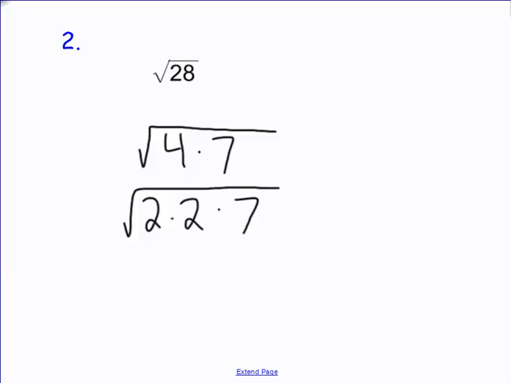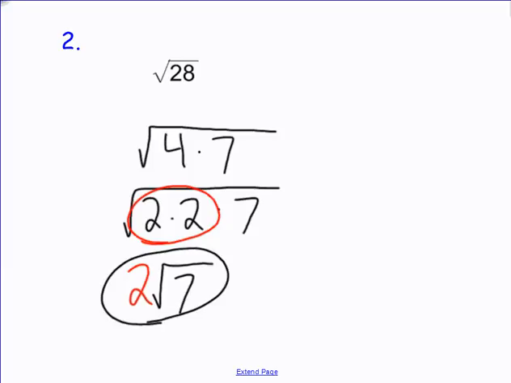So now that I see my three numbers that I cannot break down, I'm going to look for those pairs. I see a pair of 2's, so I'm going to be able to take a 2 out of the radical, and I'm left with radical 7. This is simplest radical form. Notice that I used a different color for these. That might be a little helpful for you as we go along here.